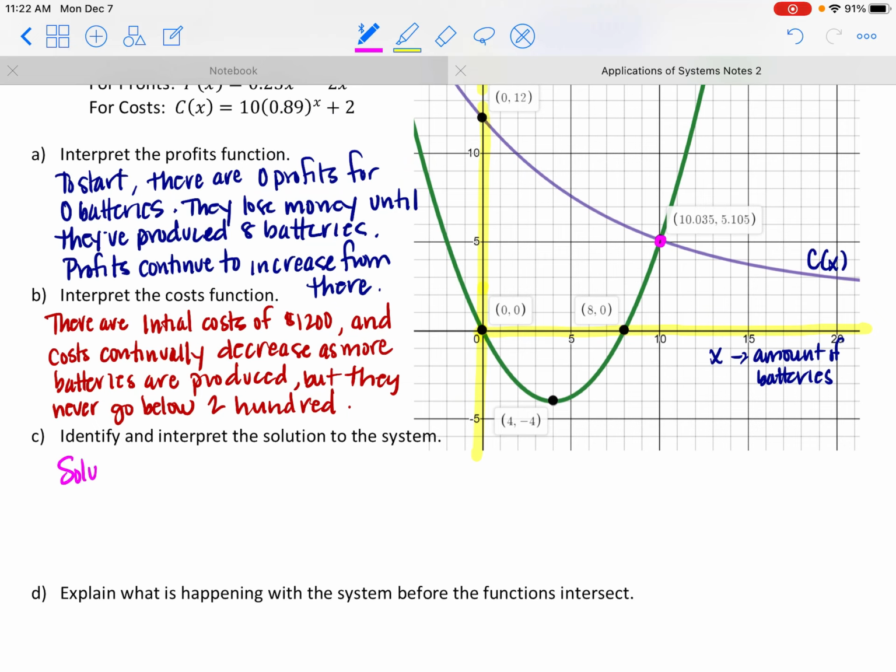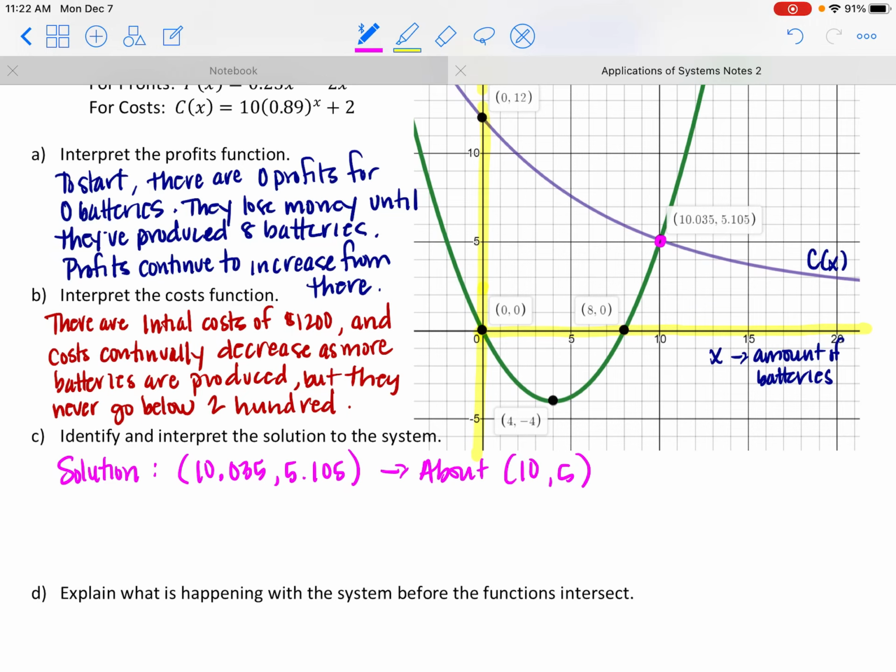So our solution, we know, is the point where the two functions are crossing. And I'm going to round this off. I'm going to put it exact first, 10.035 and then 5.105. Let's just say that is about 10, 5. What does that solution mean?